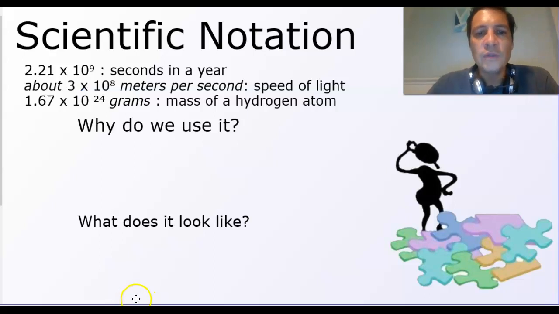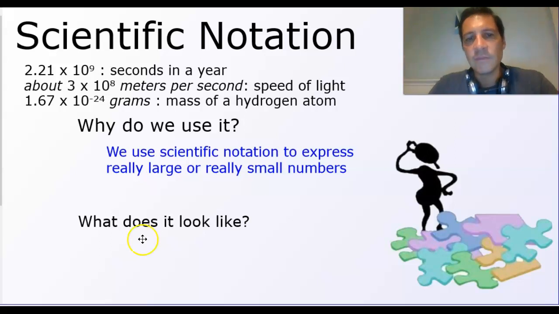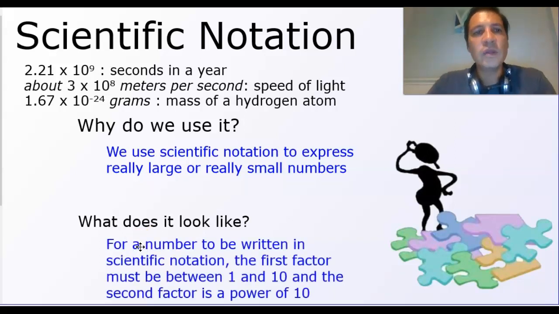So why do we use scientific notation? Well, just like we saw here, we want to use scientific notation to express really large or really small numbers rather than writing all those zeros and things like that. And then what does it look like? Well, look at all these numbers here.